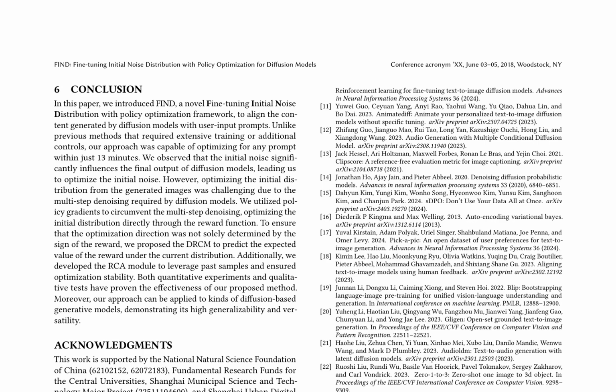The paper introduces FIND, a novel framework for fine-tuning diffusion models with policy optimization. Unlike previous methods, FIND optimizes the initial noise distribution directly through the reward function using policy gradients, aligning generated content with user input prompts. The authors observed that the initial noise significantly influences the final output of diffusion models, leading them to optimize the initial noise directly through the reward function using policy gradients.